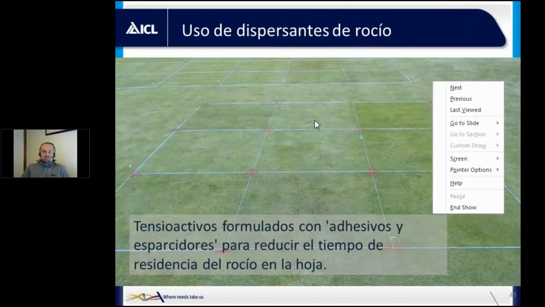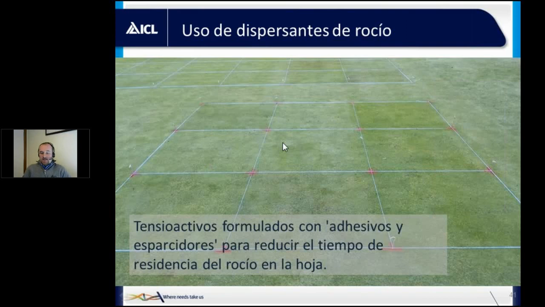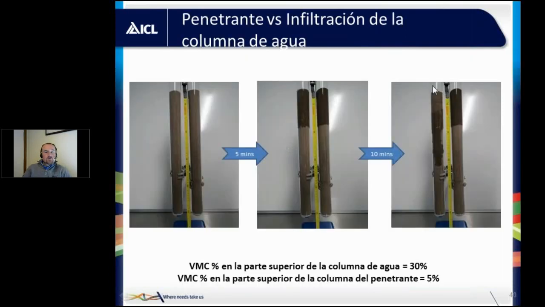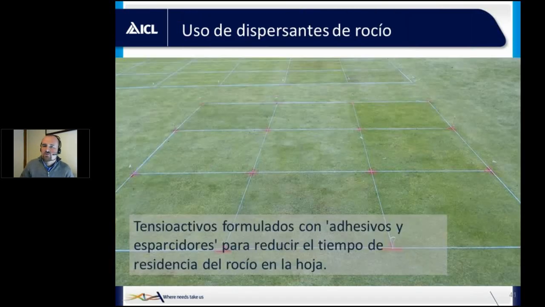So we can utilize that, if you like, in a golf course situation for drying out the surface of our turf. Now remember, this is a pure sand, so if we have organic matter in there, it will adjust the moisture contents a little bit further. So moving on, that would be our penetrant wetting agents.